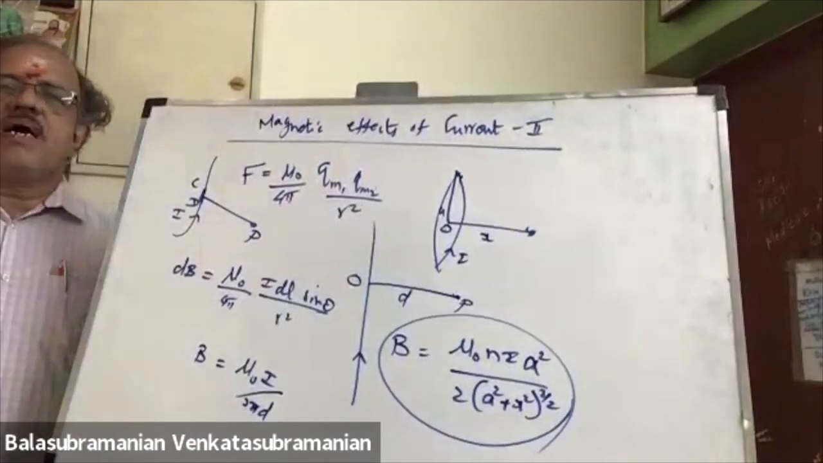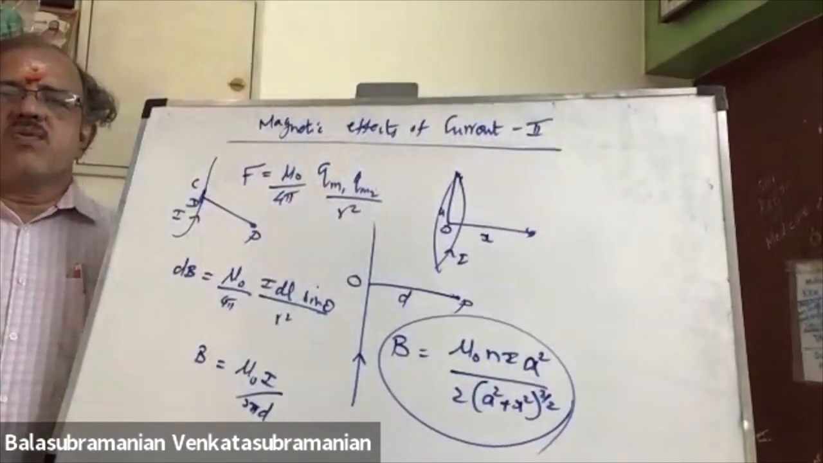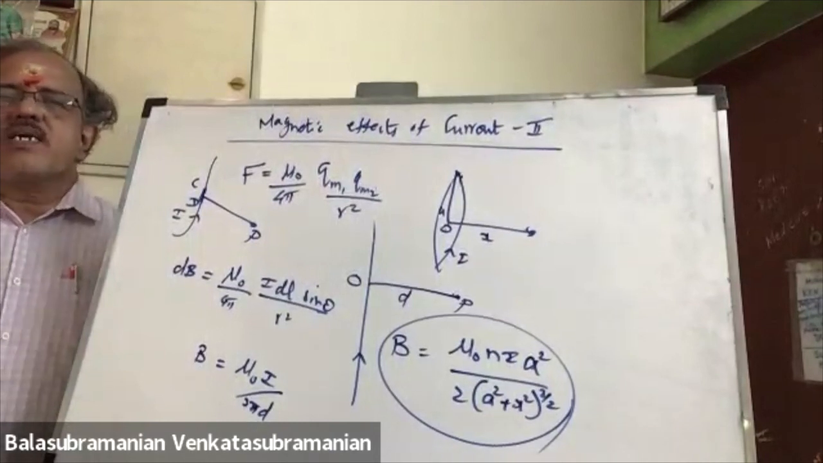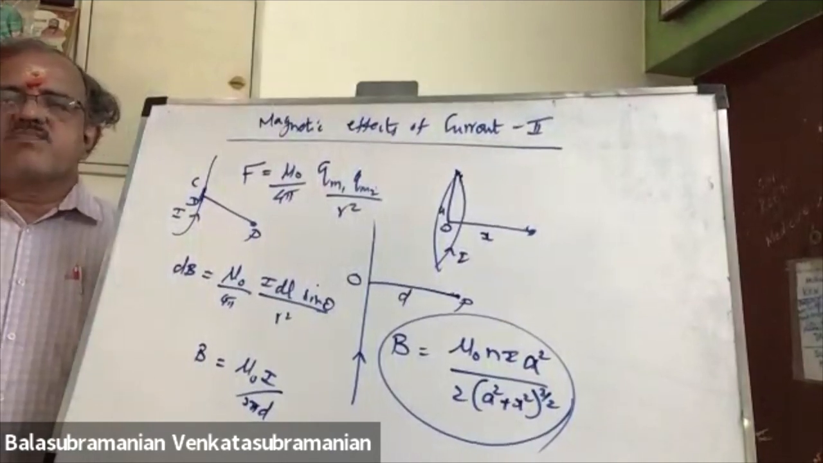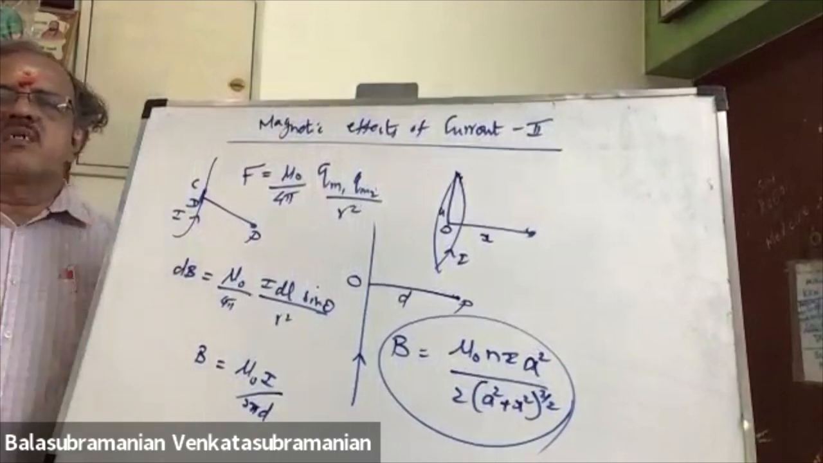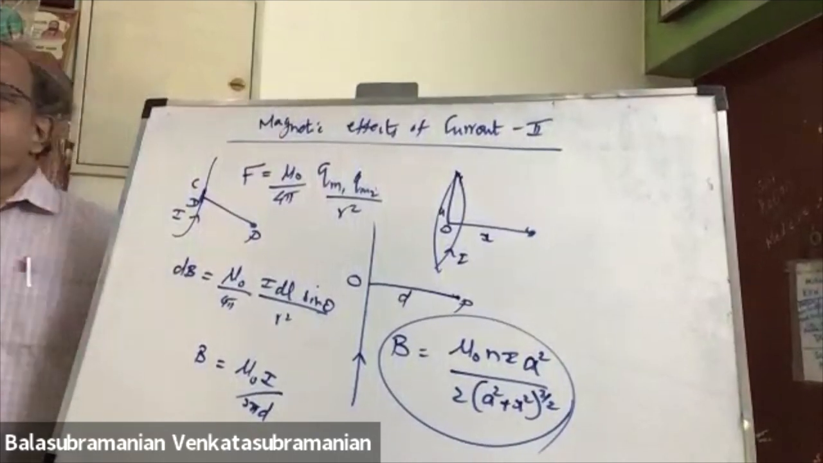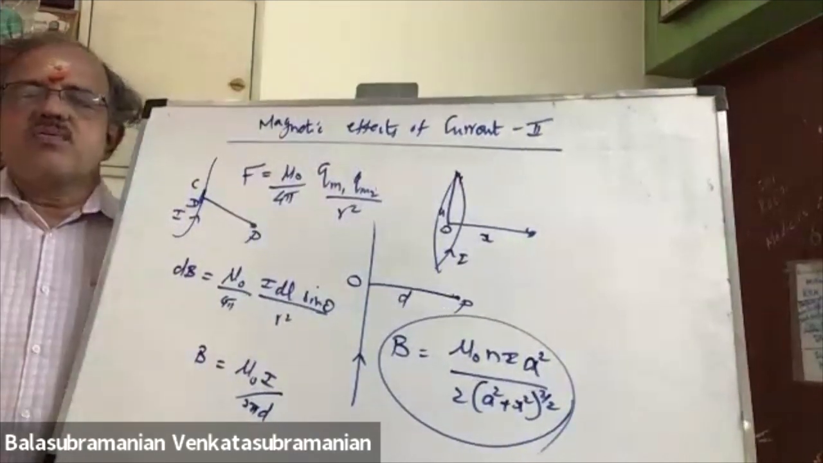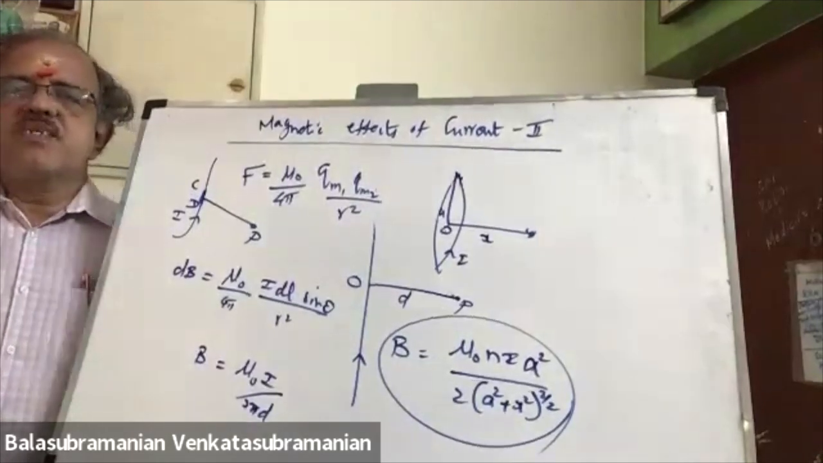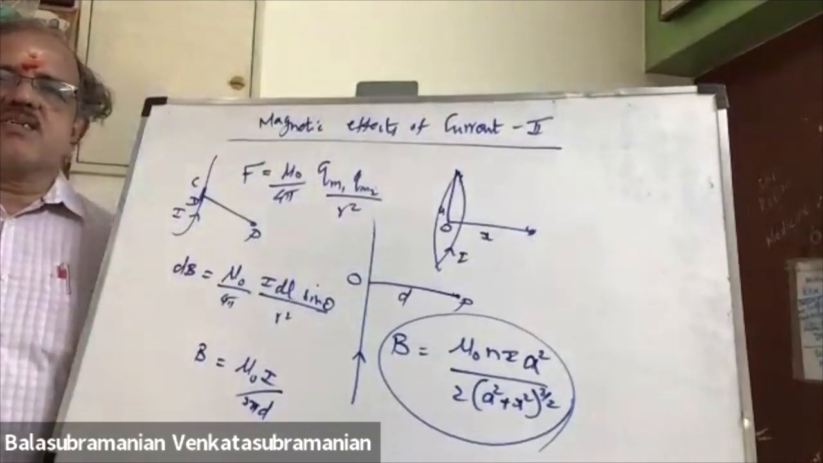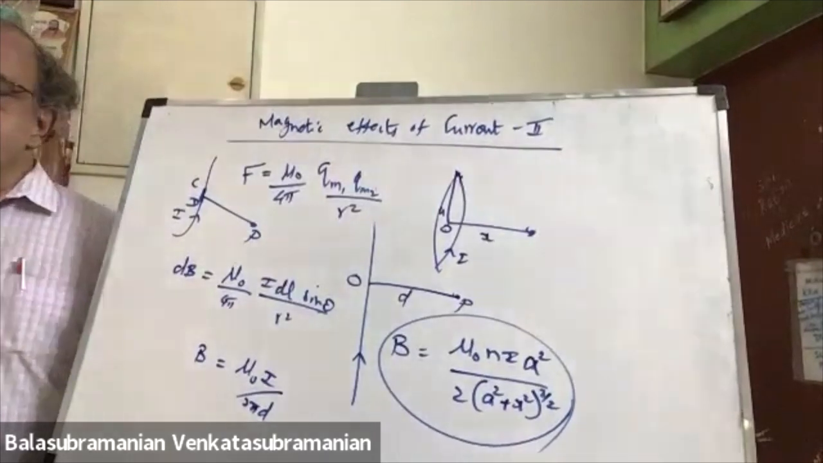Qm1 is the magnetic pole strength of one side, Qm2 the magnetic pole strength of the other side. They are two different poles. It might be a like pole or unlike pole. Like poles mean repel, unlike poles mean attract. One is Qm1, another is Qm2.